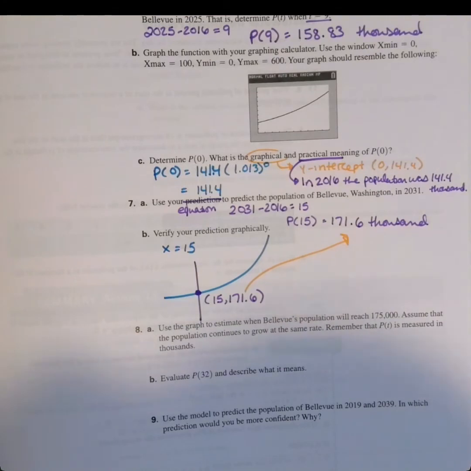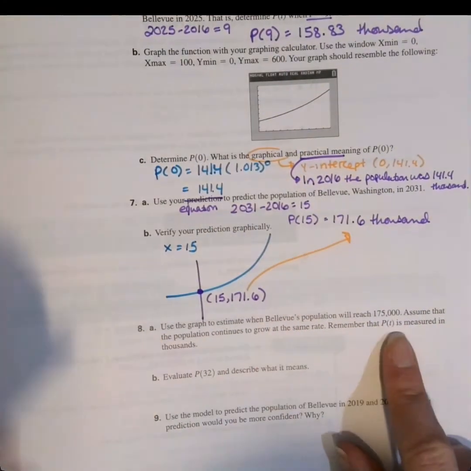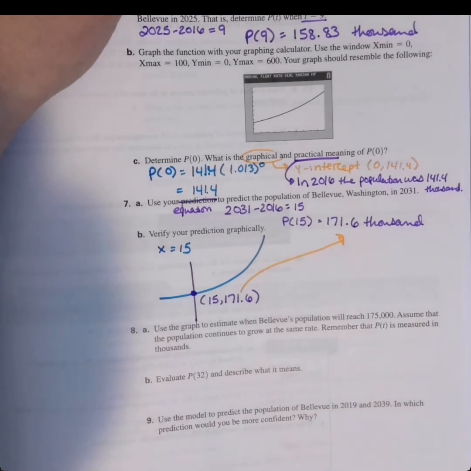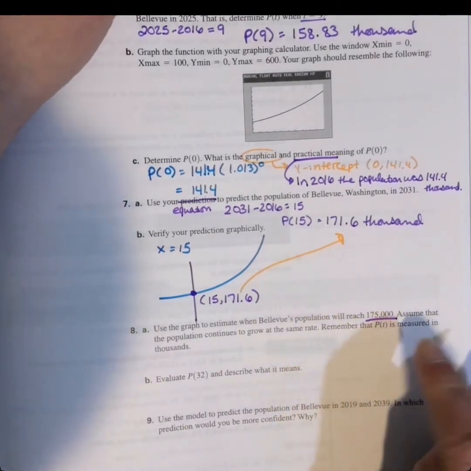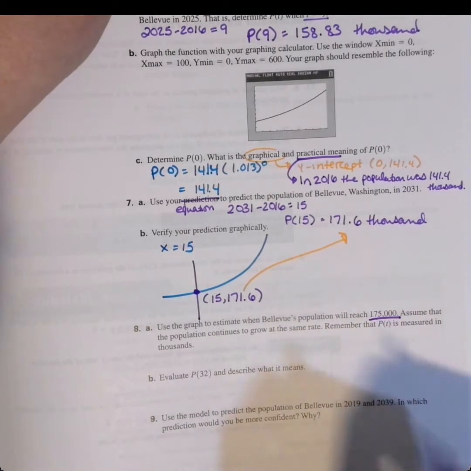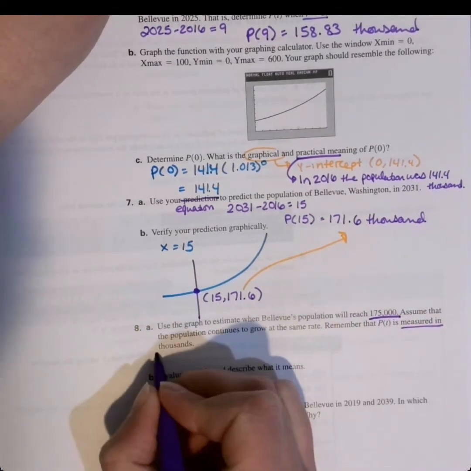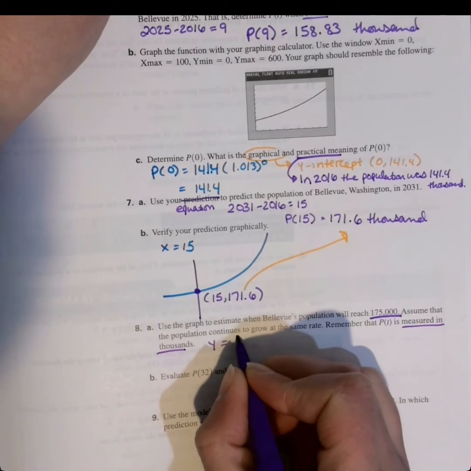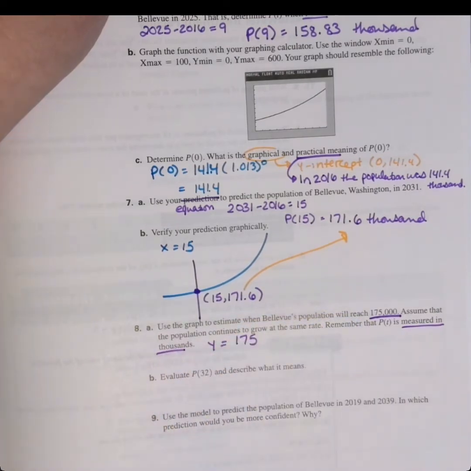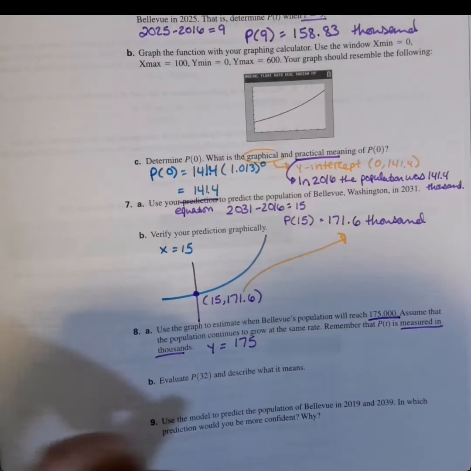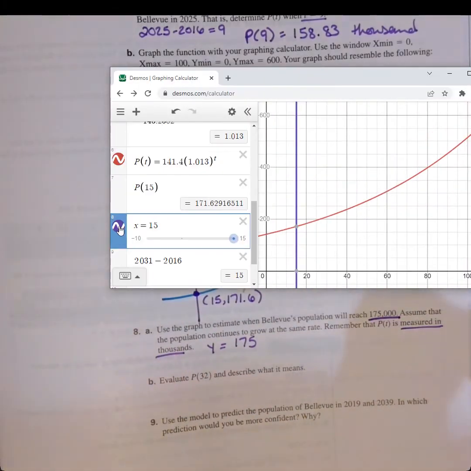All right. Use your graph to estimate when Belleville's population will reach 175,000. So this is an output value, and remember that P is measured in thousands, so the output that I want to graph is just 175. Thousands are the units here, so I'm not going to put the zeros in when I graph this. Okay, so I'm going to turn off this x equals 15 because I'm done with that part of the prediction. Actually, I'll just get rid of it and replace it with a y equals 175. Now I've got to turn it back on. There we go. And it looks like it takes 16.5 years.